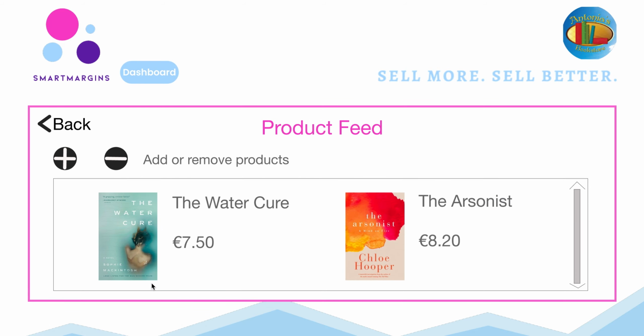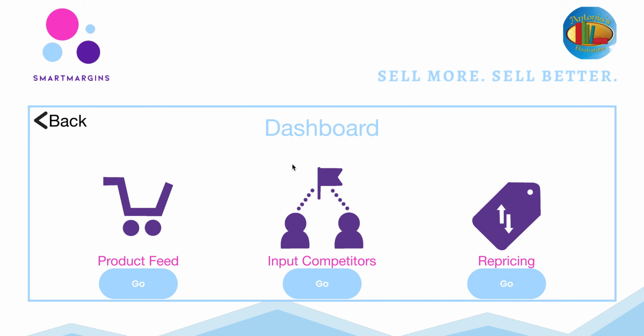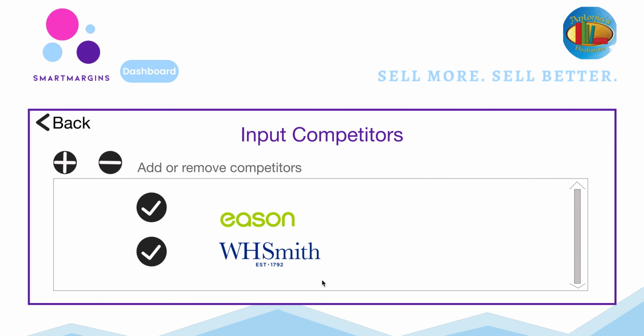For the product feed, we can add and remove the products that we are using. So for this particular example, we are a bookstore, so we can add and remove the books. We can return to the dashboard to input our competitors. We can add and remove them, and those that are added have a tick beside them.